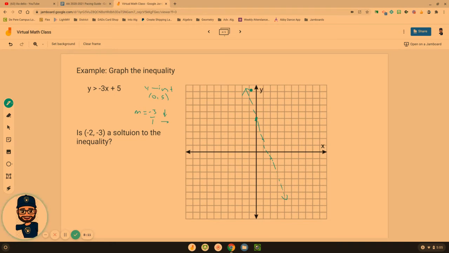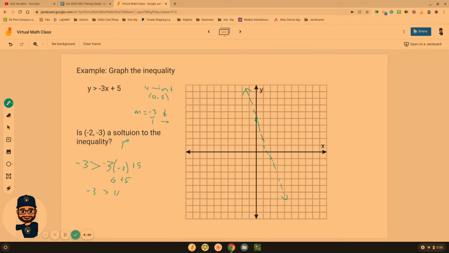We need to figure out which side of this line to shade. We can do that by picking any point. In this case, they're asking us, is the point (-2, -3) a solution? Let me know, what do you think? If we plug that in: negative 3 greater than negative 3 times negative 2 plus 5. Negative 3 times negative 2 is 6. 6 plus 5 gives me 11. So is negative 3 greater than 11? Is that a true statement?